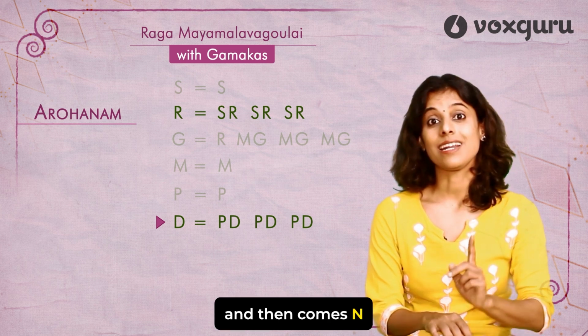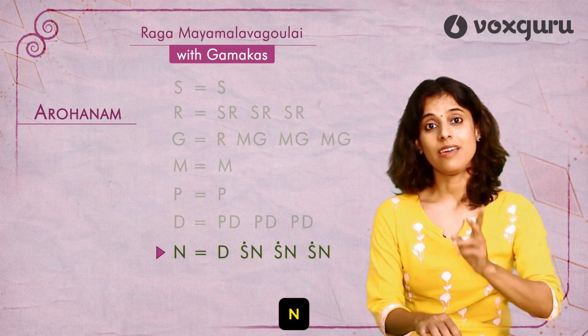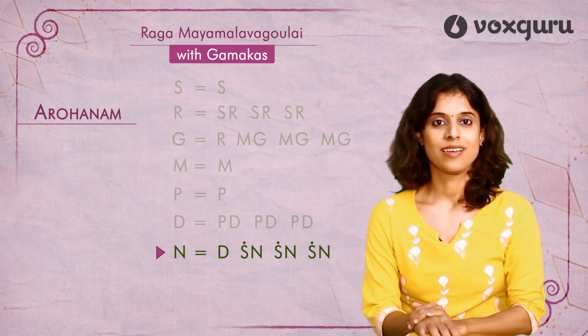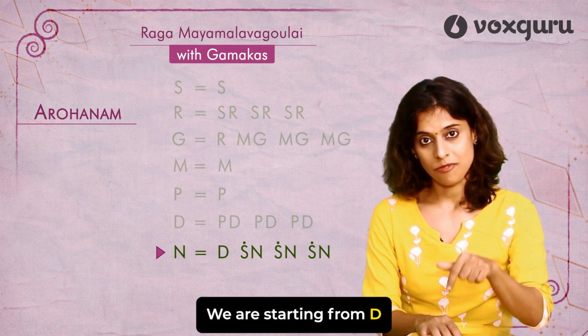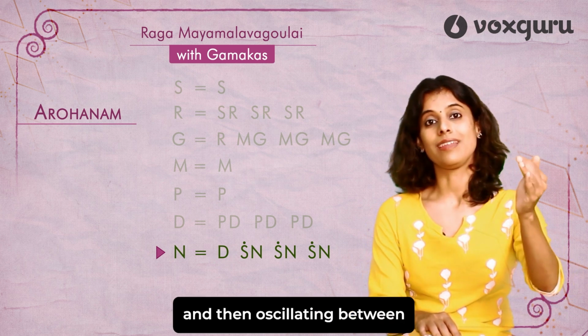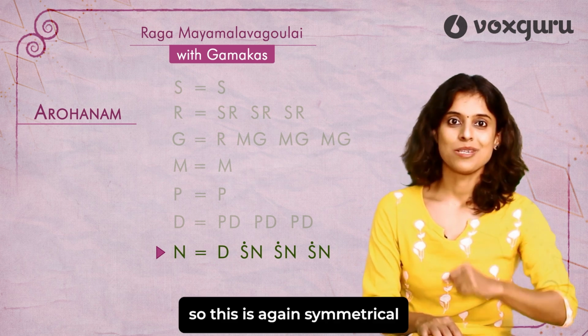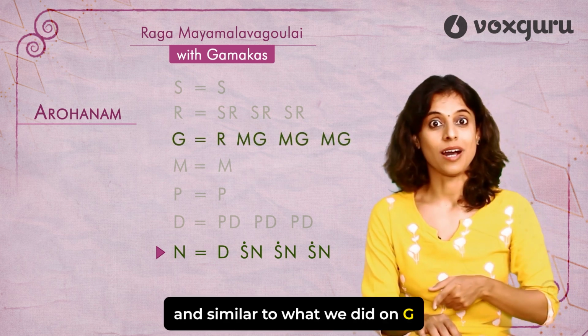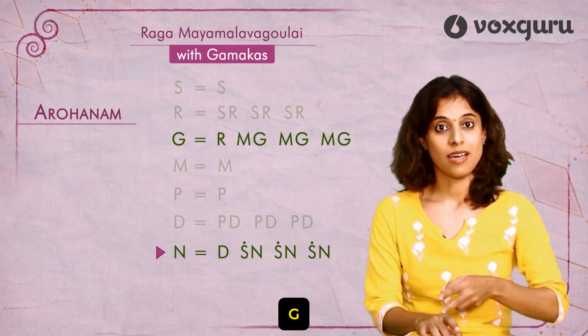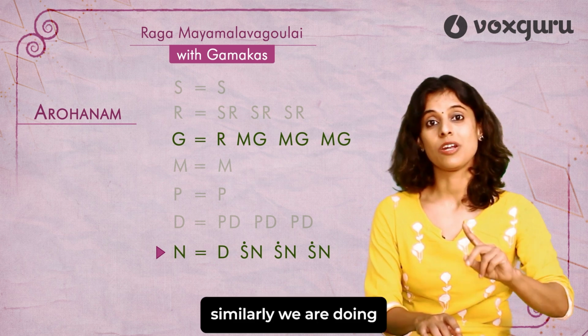And then comes Ni. Here what are we doing? We are starting from Da, going to the upper Sa and then oscillating between Sa and Ni. This is again symmetrical and similar to what we did on Ga. Similarly we are doing Ni.